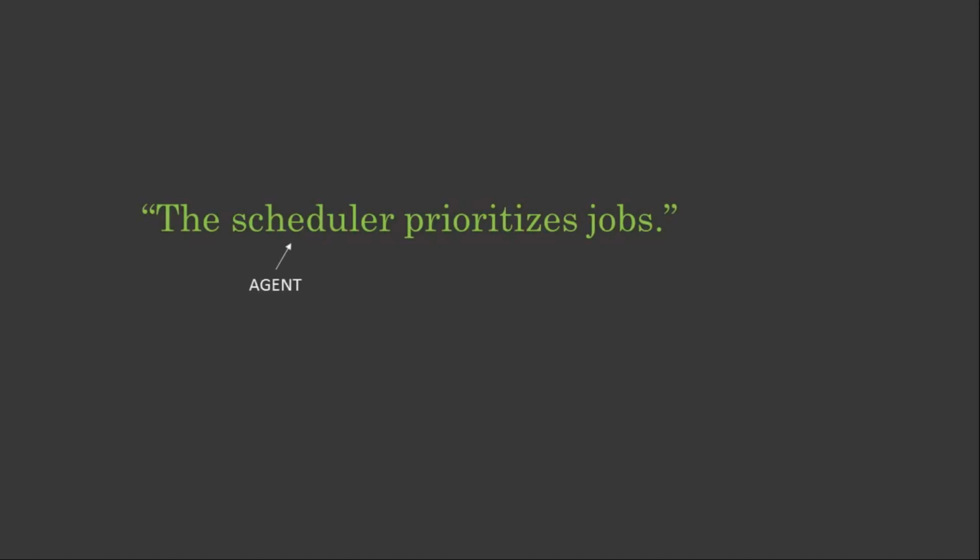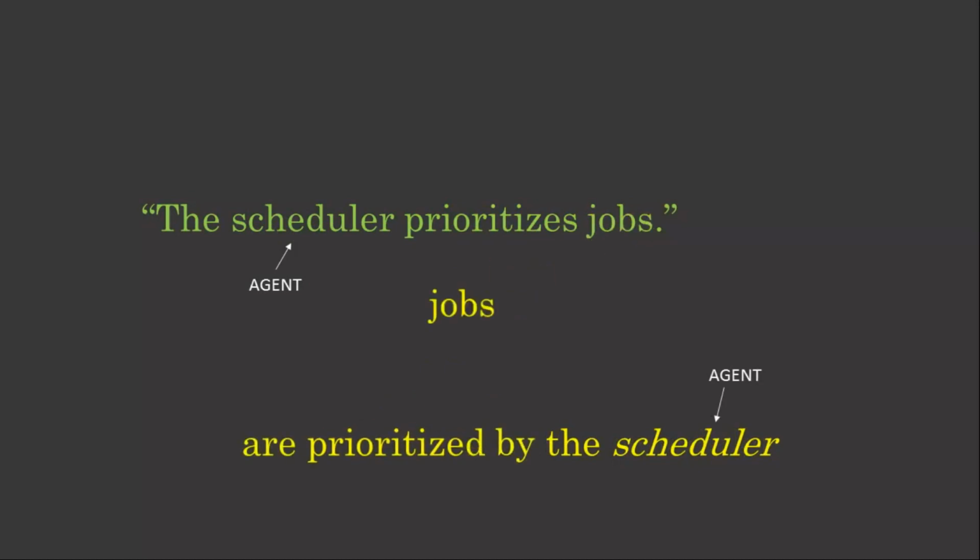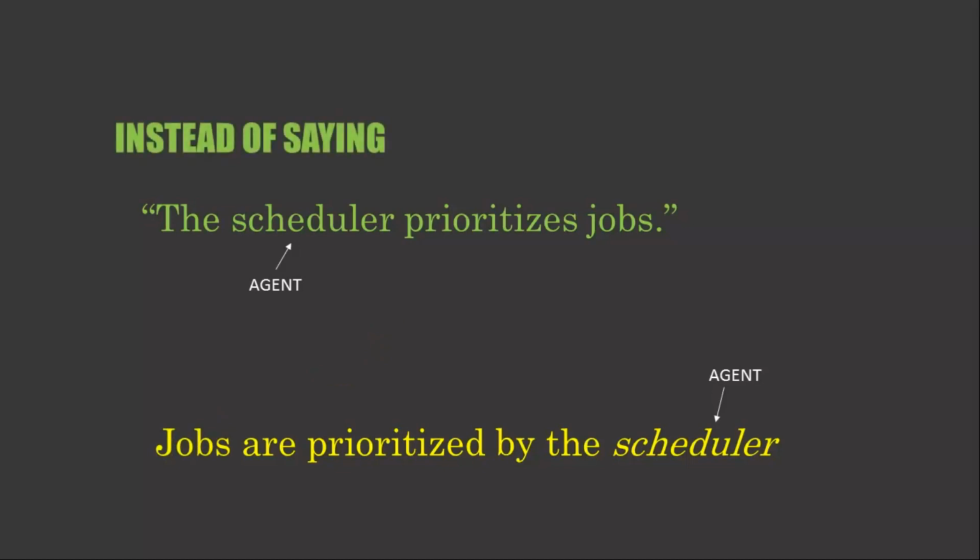This time, we don't get rid of the agent. We move it to the end of the sentence, put the verb in the passive form, move the object to the subject position. Now the emphasis is on the agent, the scheduler. Instead of saying the scheduler prioritizes jobs, say jobs are prioritized by the scheduler. There's room at the end of the sentence to explain what the scheduler is.